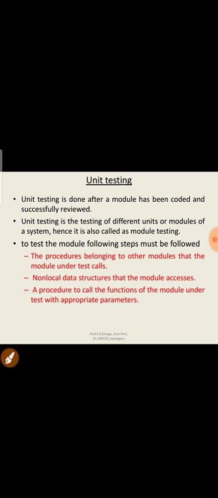First of all, we will see what is meant by unit testing. Unit testing is done when a module is coded and successfully reviewed. Whenever we develop any module and we have successfully removed all the errors, then we perform unit testing on this module. Unit testing is the testing of different units or modules of a system, hence it is called module testing. In unit testing we test each module separately, that's why it is also called module testing.